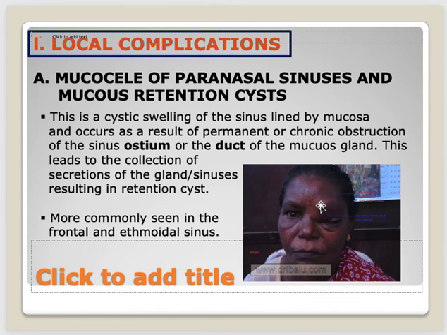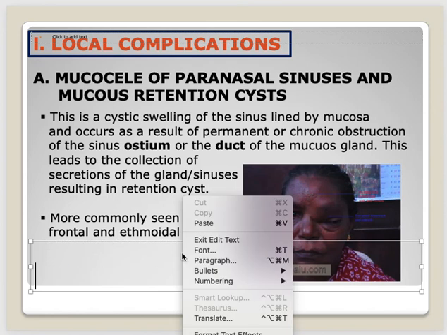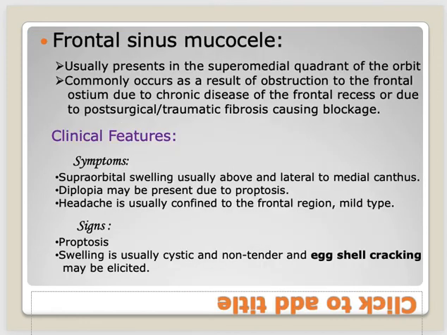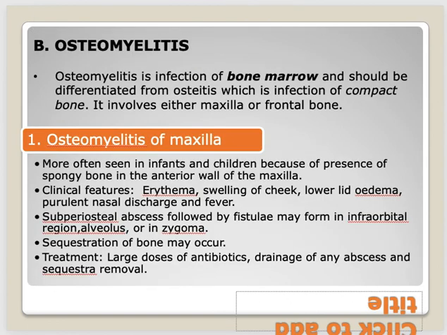Frontal is the most common sinus affected. What happens is, due to chronic obstruction of the sinus, there is accumulation of secretions inside, and they basically destroy the bony wall and form this mucocele. They can form in frontal, ethmoid or maxillary, but the most common is frontal, of course. And a pyocele is simply a collection of pus. If you are interested, of course, you can go into details.